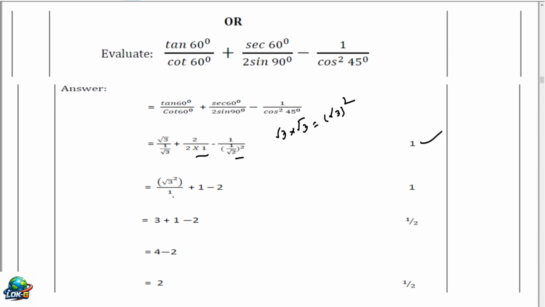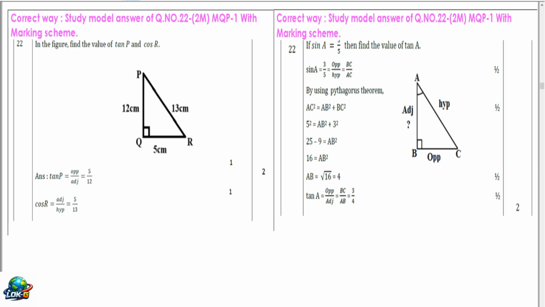Then you write, for writing this, observe 1 by root 2, denominator 1 by root 2 goes to numerator, 1 by root 2 square becomes 1 upon 1 by 2. This denominator 2 goes to numerator. For writing this, you will get 1 mark. See how easy the questions are. Root 3 square is 3 plus 1 minus 2. 4 minus 2 is 2. If you write the answer 2, you will get full marks, my dear students.